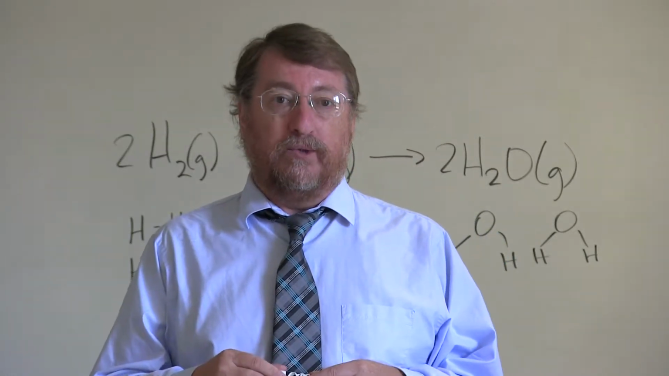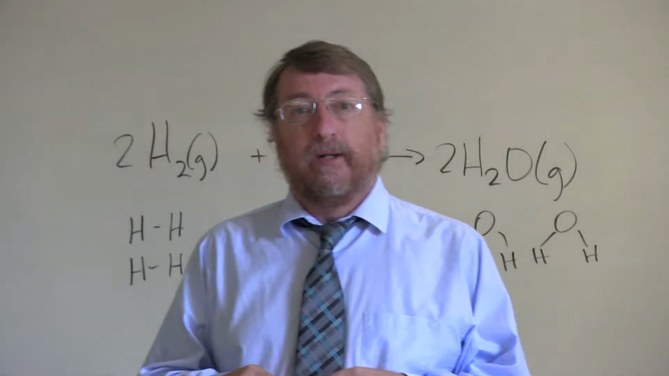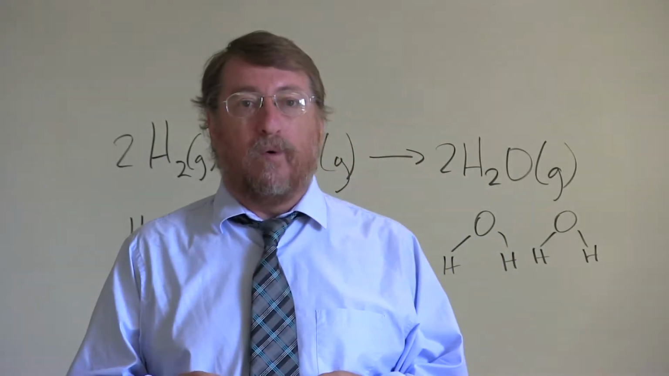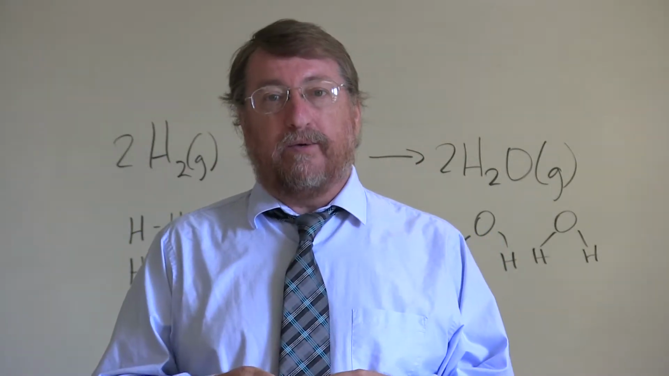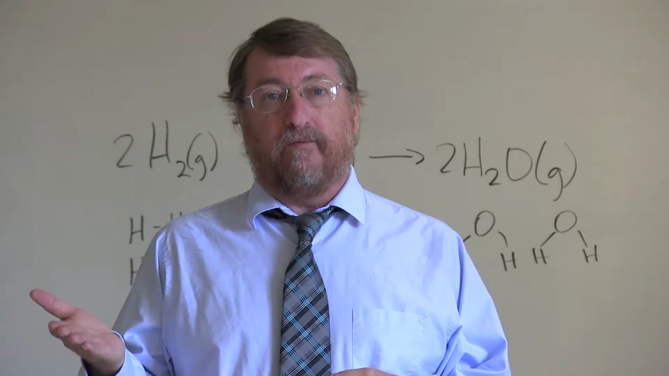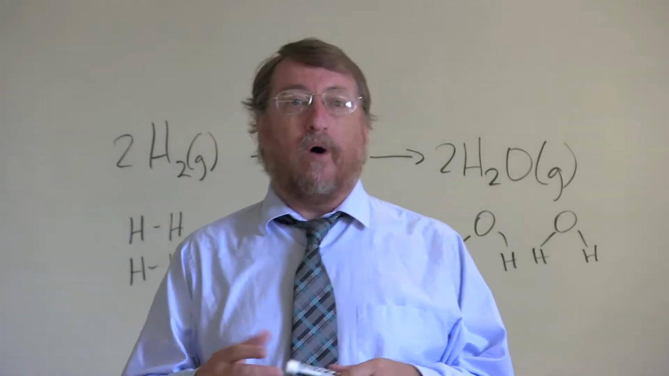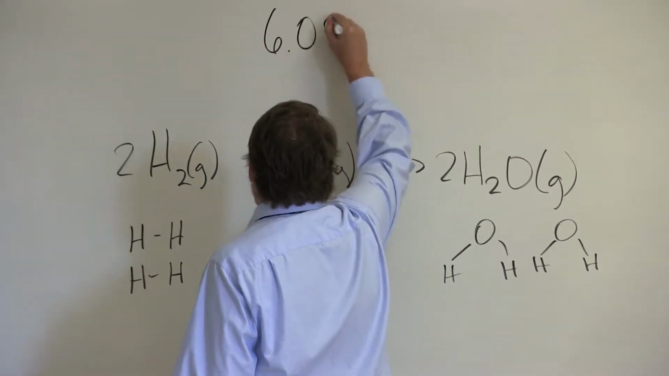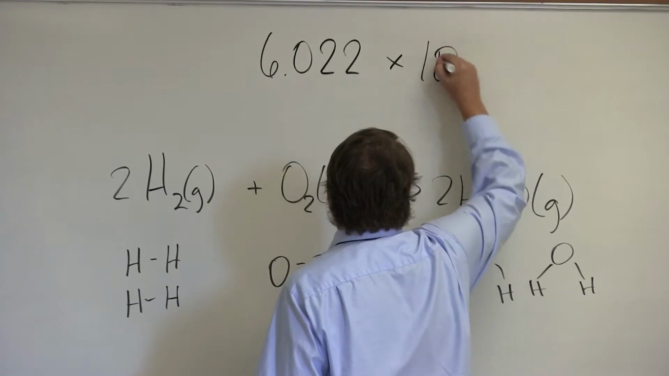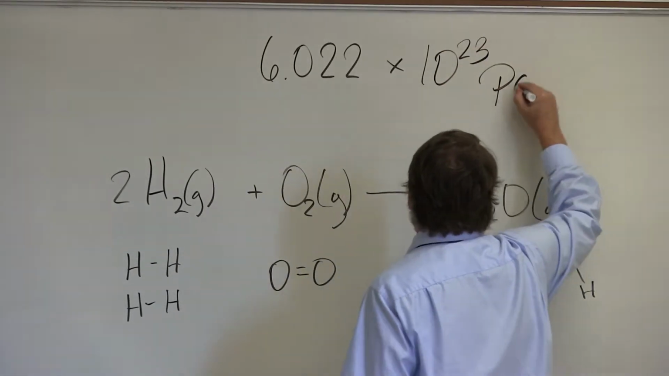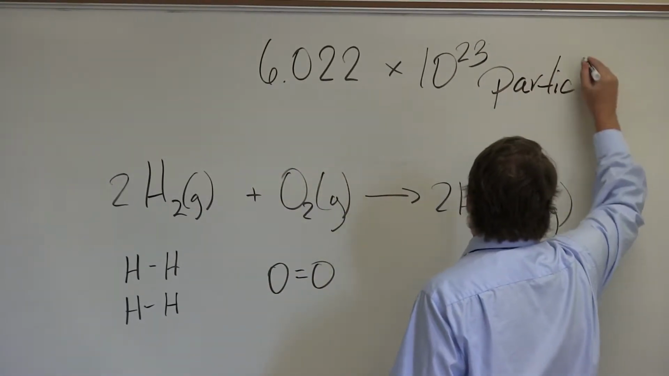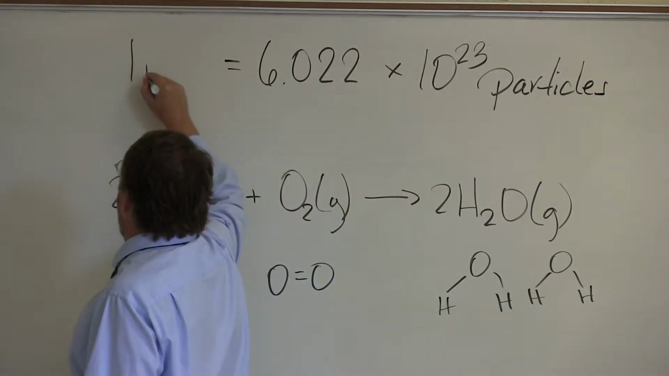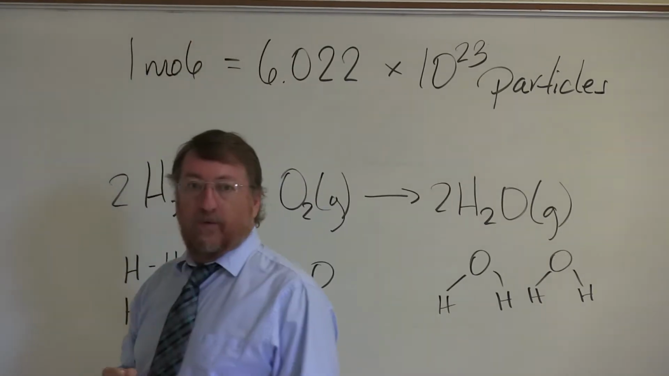So to do that, we're going to use the mole. The mole represents Avogadro's number of particles. Now, the official definition of a mole is the number of particles found in 12 grams of carbon-12. That number we call Avogadro's number. And Avogadro's number is 6.022 times 10 to the 23. That's the number of particles in a mole. So this equals 1 mole.